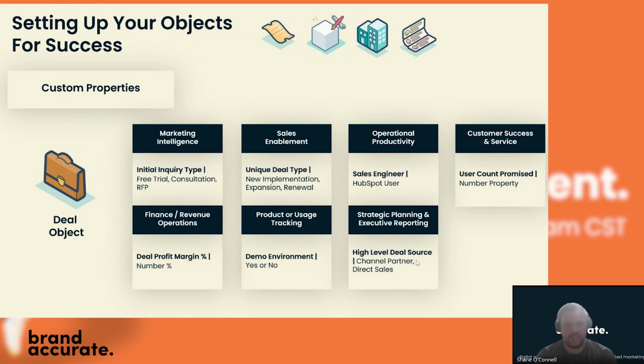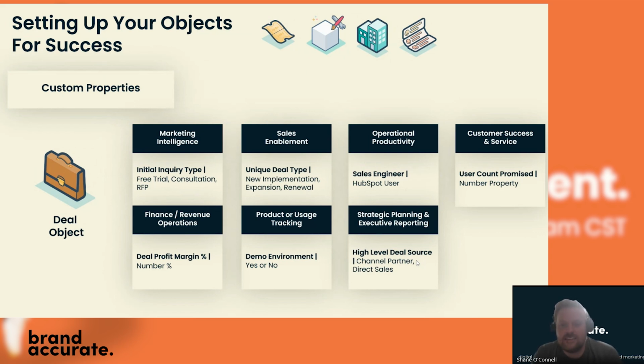Product or usage tracking. Was there a demo environment set up? Right, yes or no? If there was and the deal closed, fantastic. If it wasn't set up, no, but the deal closed, perfect. At the end of each quarter, you can look at, okay, does the demo environment actually help, right?